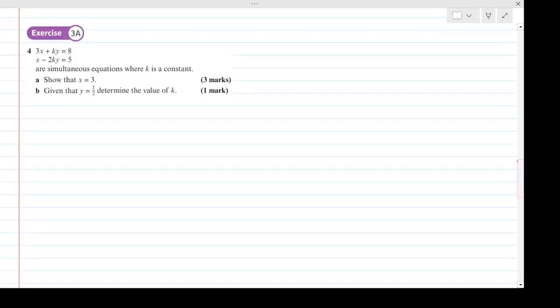Let's have a look at this question. We have 3x + ky = 8 and x - 2ky = 5. We're solving for x and y, but k is just another number. It's a constant, a placeholder number. Imagine k is just a coefficient. But that means we can't use the calculator, because the calculator will only work for actual numbers we can input, not missing letters.